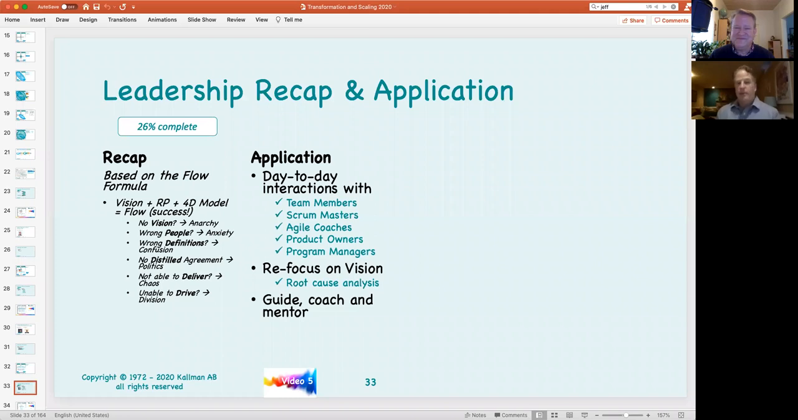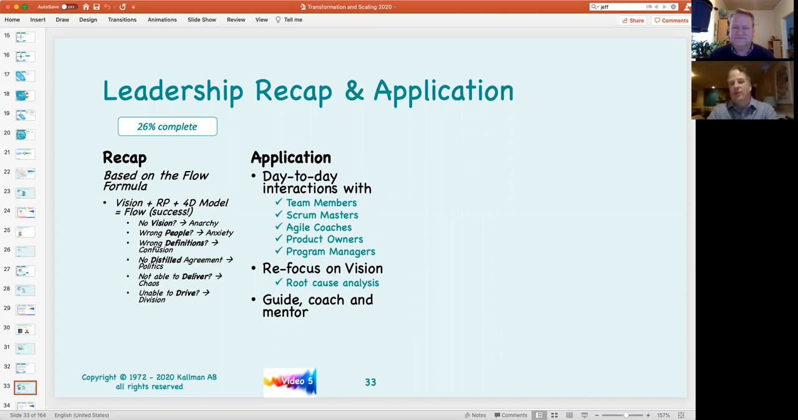So to recap, remember, the flow formula itself is vision plus the right people plus the 4D model, and that does equal flow. And if you don't have vision, you will have anarchy. Believe me. If you have the wrong people, you will feel anxiety, amongst the team, the individuals, even the organization, and there'll be issues with product. There's so many things that come out of this.